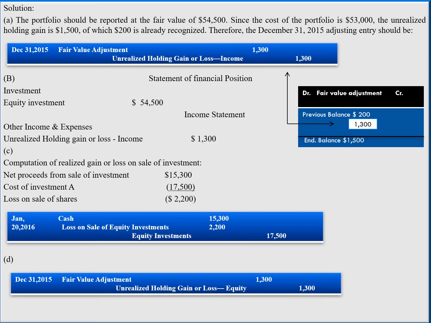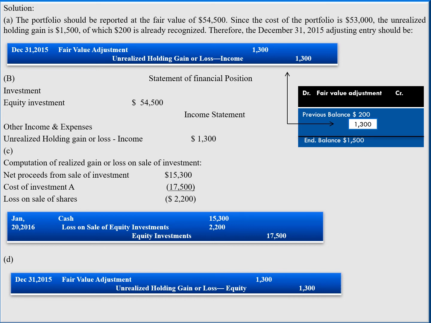Number B, what is required of me? Show the effect on the financial statements. In the statement of financial position, under investments, the equity investment appears at the fair market value. What was the fair market value? Given: $54,500. Under the income statement, under other income and expenses, the unrealized holding gain or loss appears as income of $1,300.